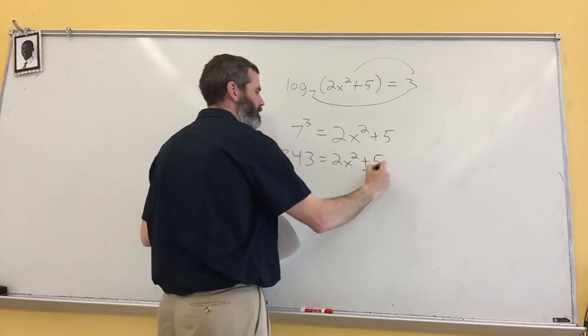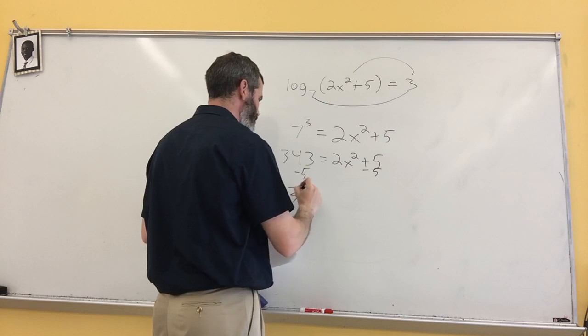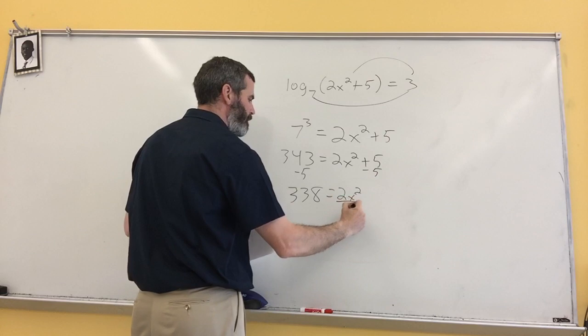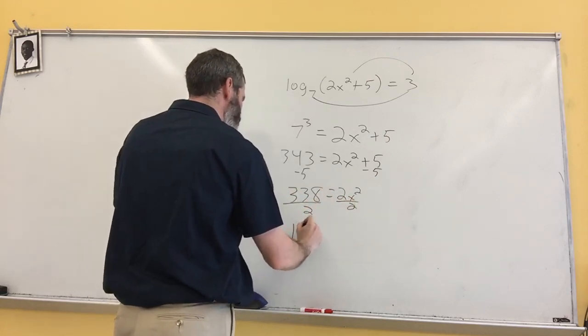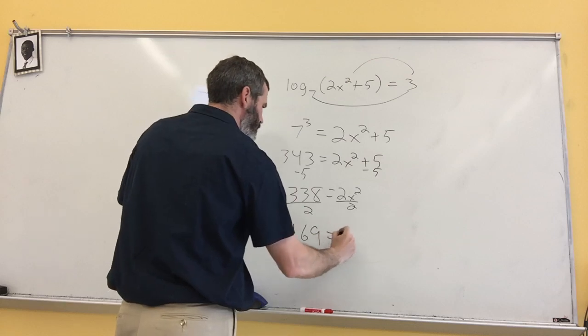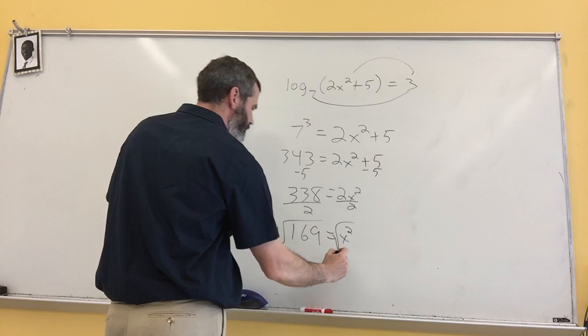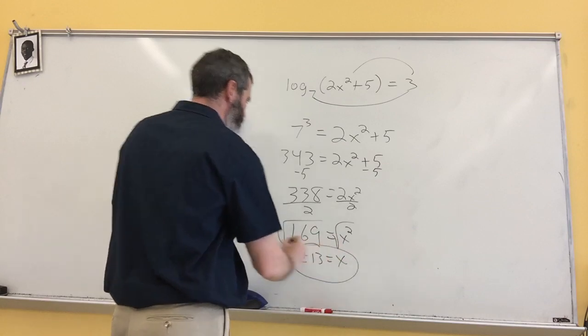Trying to solve for x, so just subtract 5 here. I get 338 equals 2x squared. Divide both sides by 2. That's going to give me 169 equals x squared. Square root both sides. x is going to equal plus or minus 13.